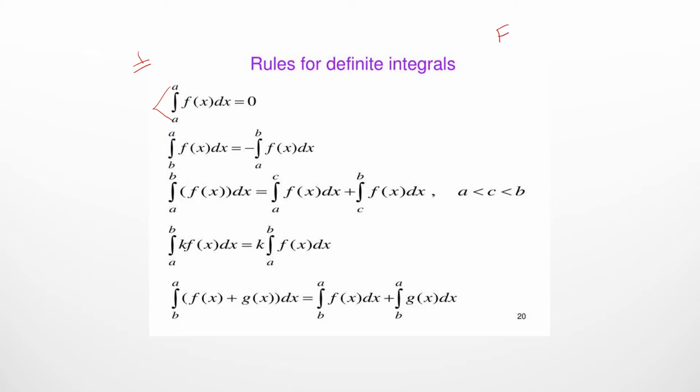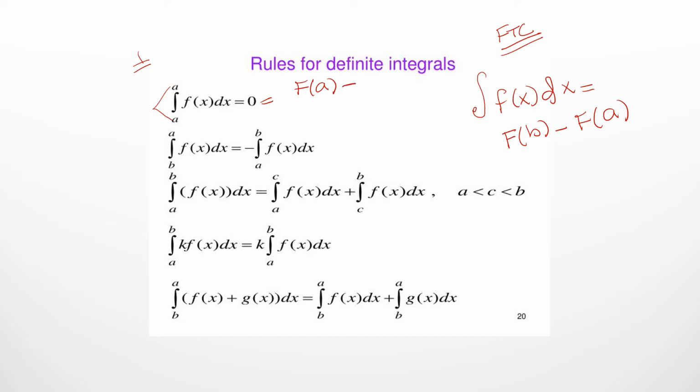You all know about the fundamental theorem of calculus: if the integral of f of x dx is written, then we use the fundamental theorem, F of b minus F of a, meaning apply the upper limit and then the lower limit. Here, if the lower limit is a and the upper limit is also a, then F of a minus F of a will definitely be equal to 0. So this is the proof of this property.